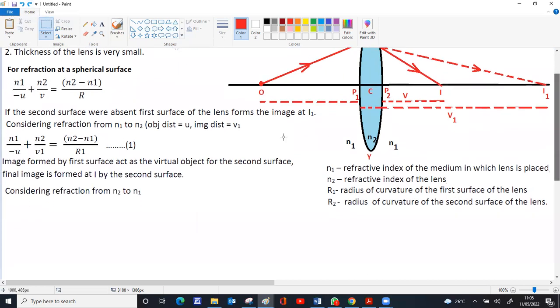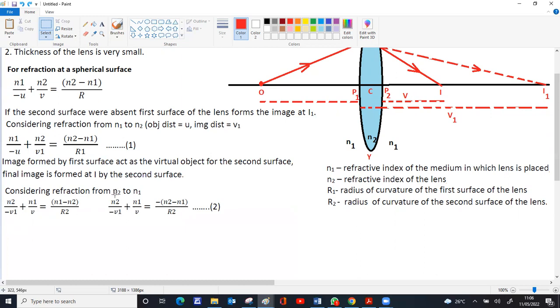So again, we can apply the same formula with different values. Here N1 will be N2 because the first surface is N2. N2 will be N1. The object distance will be the image distance for the first surface, which is V1. Then the final image distance will be V only. N2 minus N1 becomes second minus first, which is N1 minus N2 by R2. If you take a minus out here, you get N2 minus N1. So just taking the minus out, N2 by minus V1 plus N1 by V equals minus of N2 minus N1 by R2.